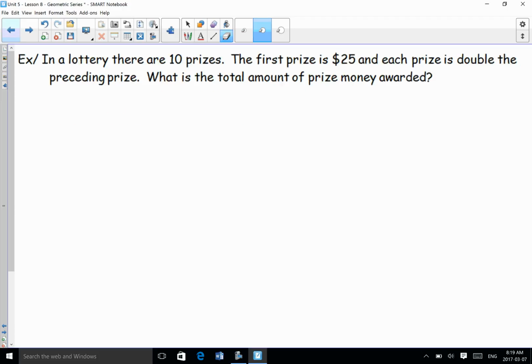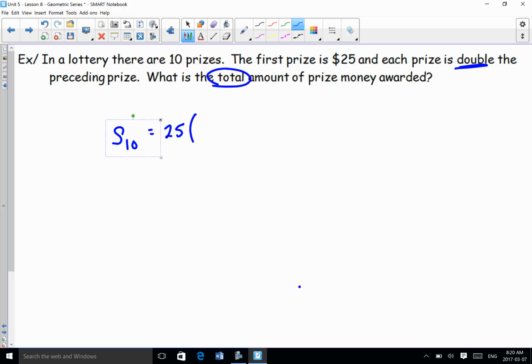In a lottery, there are 10 prizes. First prize is $25. Each prize is double the preceding prize, the one before it. What is the total amount? Well, there's that keyword we're looking for, total. That tells me it's an S equation. So S10. It's geometric because I'm doubling. That's my rate. So starting at 25, I'm going to do 2 to the power of 10 minus 1 over 2 minus 1. That's kind of nice on the bottom because it only comes out to the number 1, right? So I only really need to worry about the top. So if I put this into my calculator, I end up with $25,575. There's an application of something geometric.